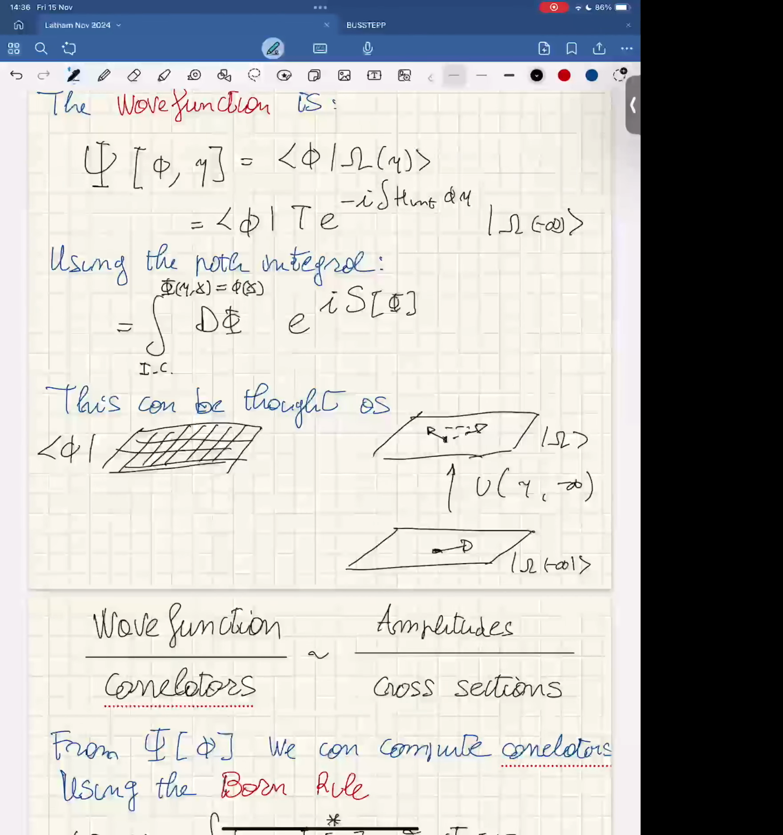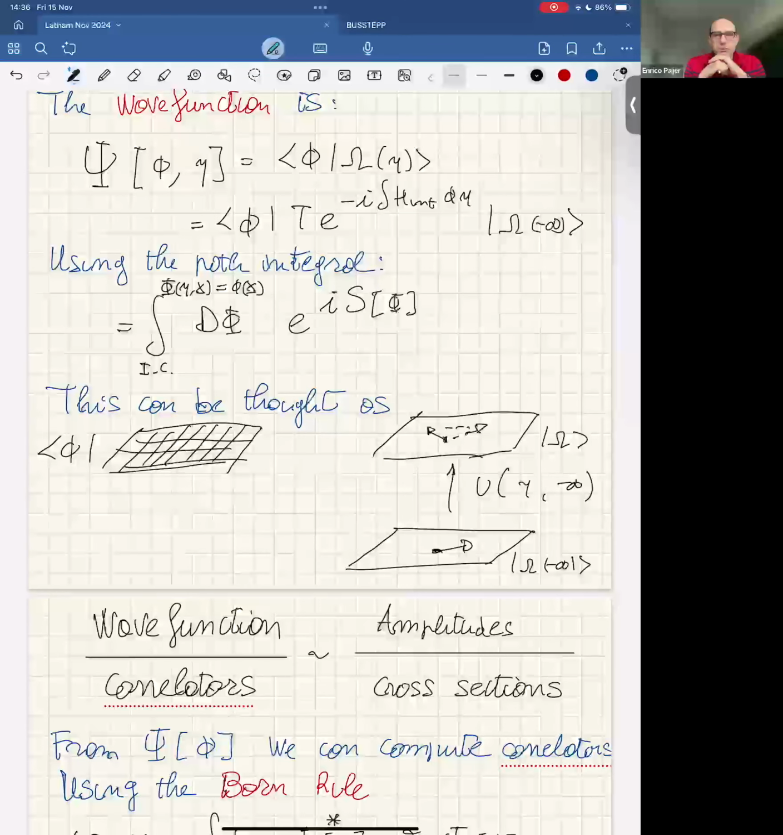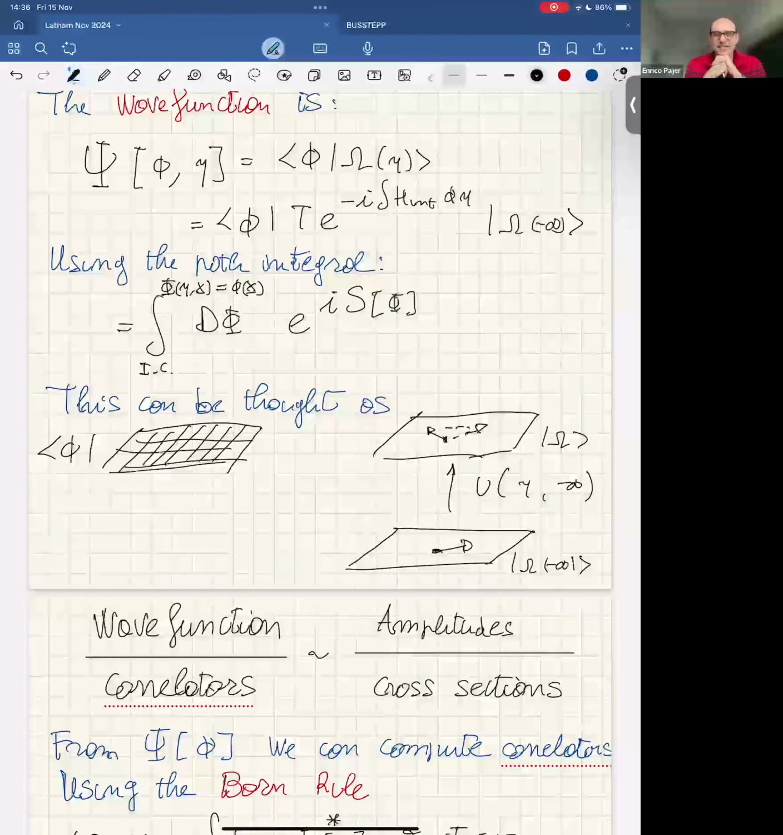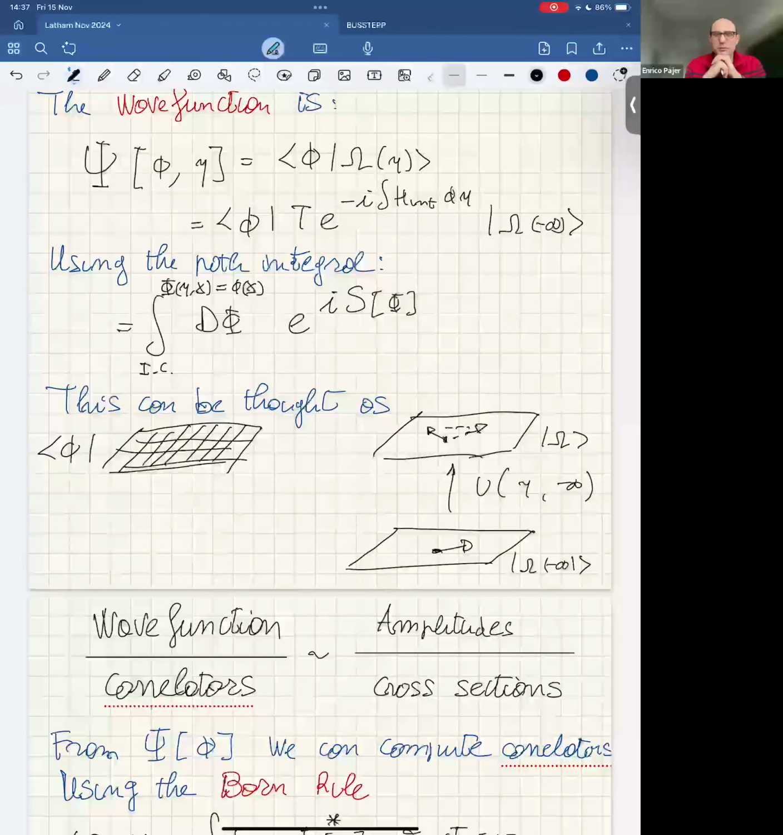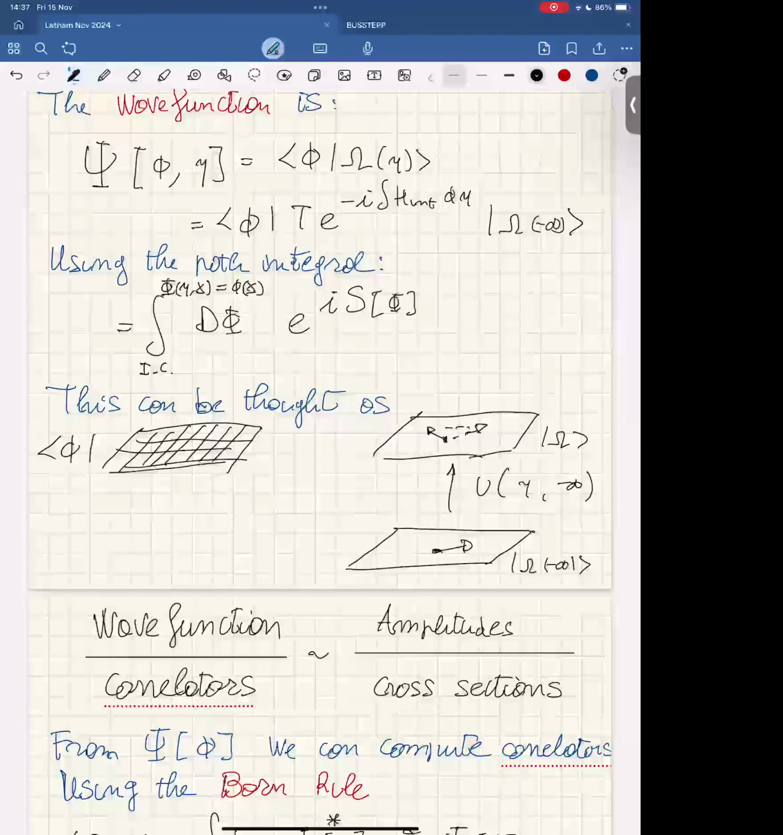Yeah, but in this case, it's more convenient to use the path integral. Yeah, I mean, I like it. So yes, I find it convenient, but it would be okay to do it in a different way. Okay, I see. Thank you.